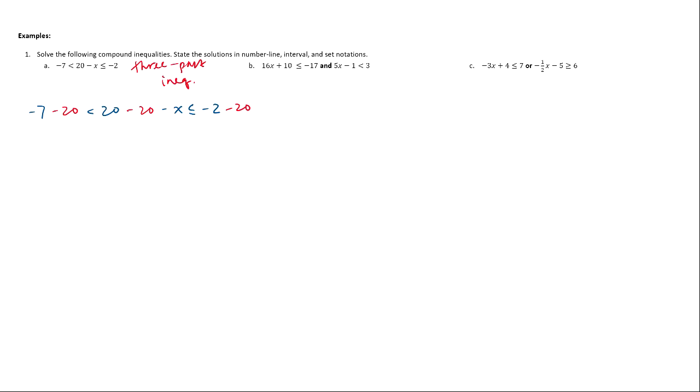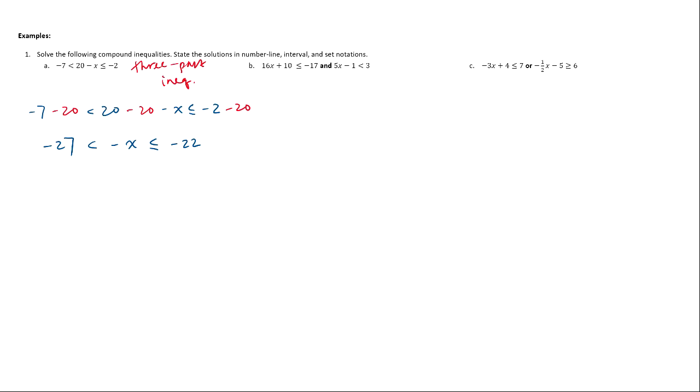And the inequality symbols are what separates the parts. Just like before, the inequality symbols separate the two sides. Here it separates things into three parts. And before we go any further, we want to simplify things on each part of the inequality as much as possible before we move along. So negative 7 minus 20 would be negative 27. Less than, here, 20 minus 20 in the middle cancel each other out. I'm left with negative x. Less than or equal to negative 2 minus 20 gives us negative 22. And that's what we need to do.